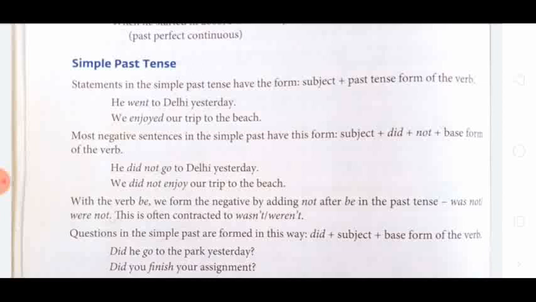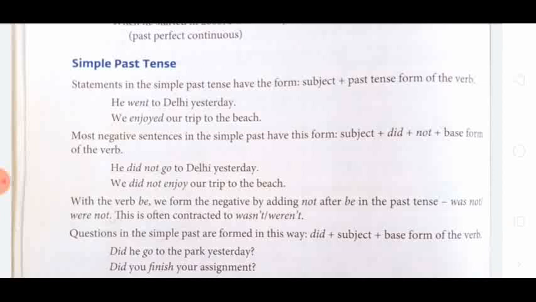Now, let us see first the simple past tense. Statements in the simple past tense have what kind of verb form? Keep in mind, here you have to put the underline. In the simple past tense, first the subject, then the past tense form of the verb. He went to Delhi. Here he is the subject, went is the past tense form. We enjoyed. We is the subject, enjoyed is the past tense form.